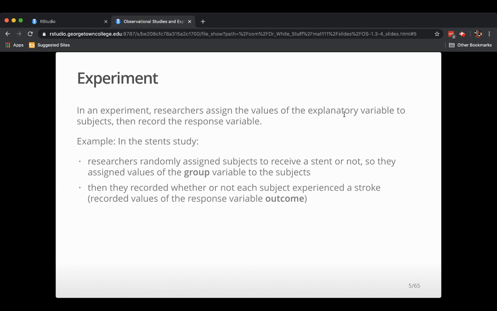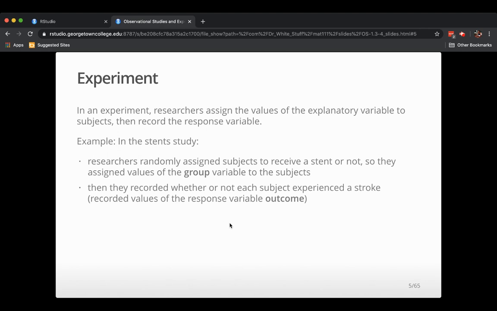For example, the stents study that we've talked about was an experiment because the researchers randomly assigned subjects to receive a stent or not. So when you think about that group variable that was in the data that said whether the subject was in treatment or control, that wasn't something that each subject just had about themselves, and the researchers just recorded whether they were in treatment or control. The researchers actually decided whether a subject would be in treatment or control. They used chance to do that, but they reached in and they made that happen. And that's what makes this an experiment, not an observational study.